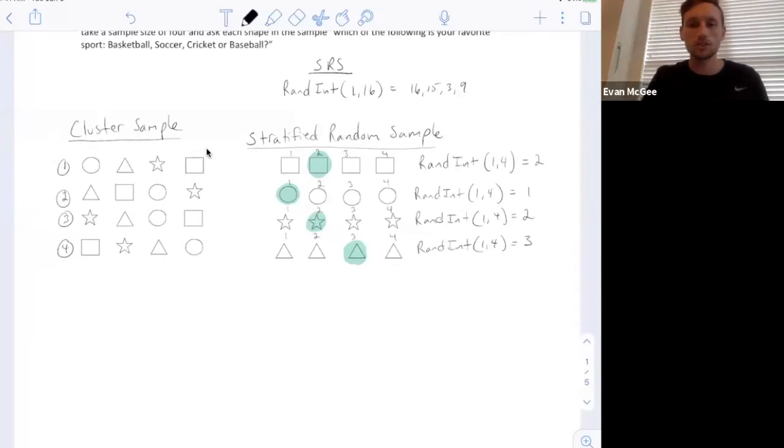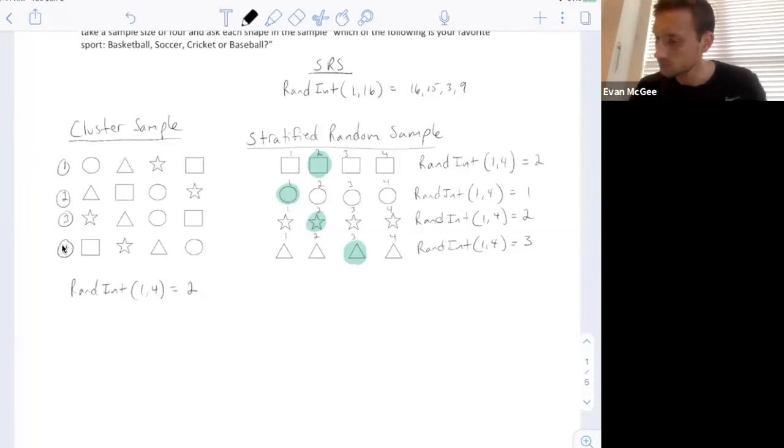And so with a cluster sample, I'm going to randomly generate 1 number between 1 and 4, and I'm going to use every shape in that cluster. Now, if I wanted a sample size of 8, then I would randomly select 2 clusters, but in this case, I just want a sample size of 4. So on my calculator, I randomly generated a number between 1 and 4, and 2 was that random number, so I'm going to select every shape in my second cluster, and that is going to be my sample of shapes to figure out what their favorite sport is.